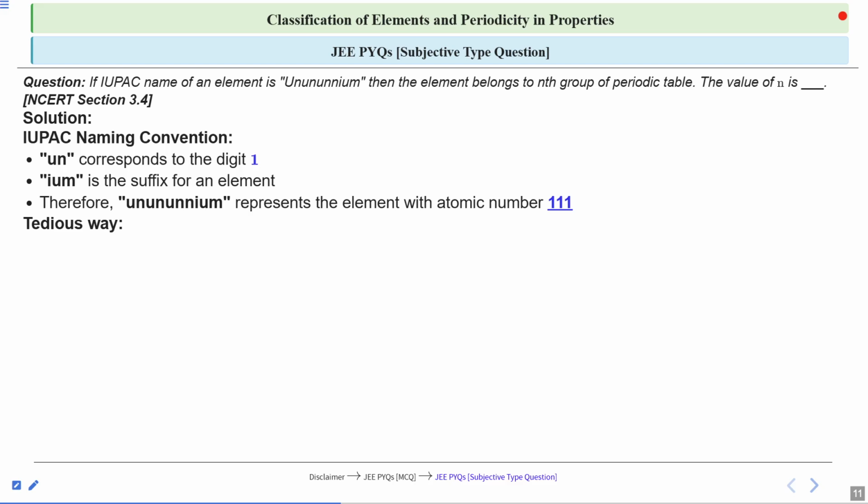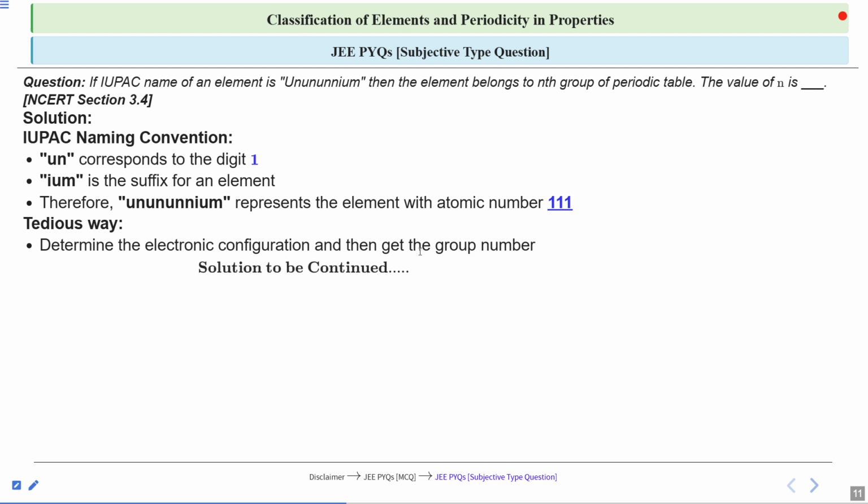Now, what will you do? In the most conventional method, you will try to determine the electronic configuration of the given element, and then from there you can get the group number. So that is the conventional method. But here I will tell you a very simple shortcut to do the same question. How will you figure it out? Very simple.